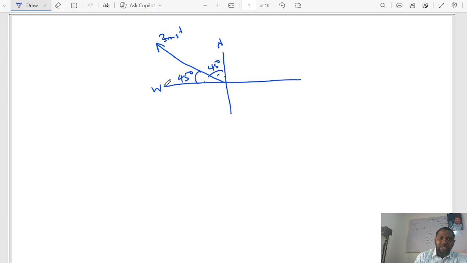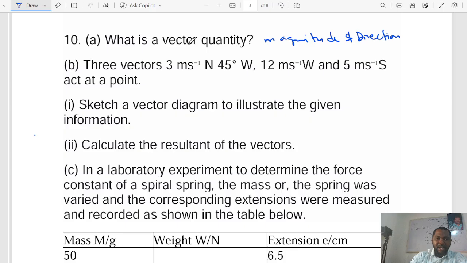Then the other one is 12 meters per second west. So this is 12 meters per second. And the other one is 5 meters per second south. So this is 5 meters per second, right? So this is exactly what we have. This is the diagram we are asked to draw based on this question: sketch the vector diagram to illustrate the given information.